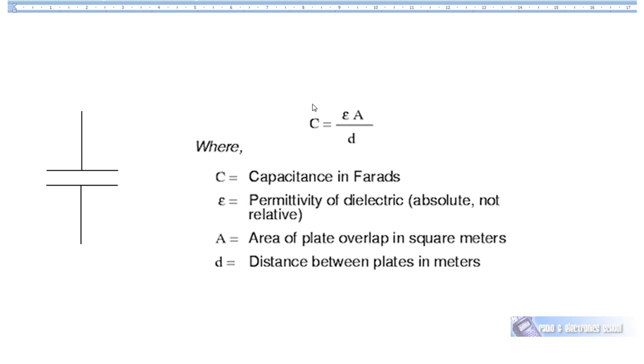This is the equation for determining the capacitance of a capacitor. You do not have to know this equation. However, I think you should remember it, because what you do have to know for your assessment is the factors which affect the capacitance of a capacitor. Capacitance is measured in farads.